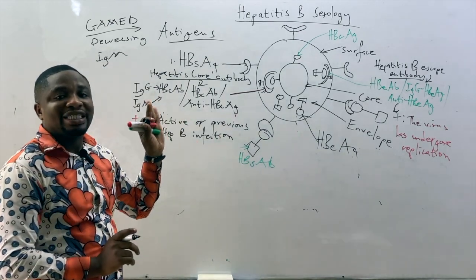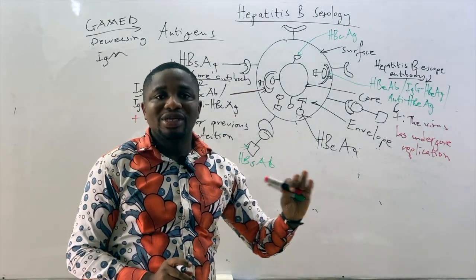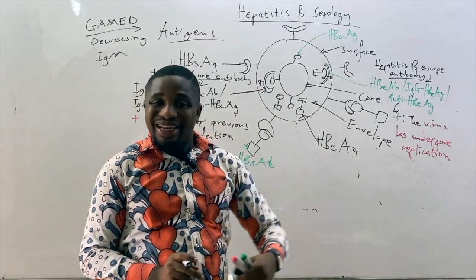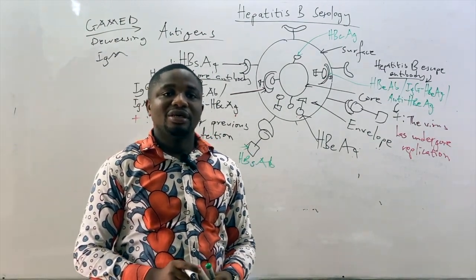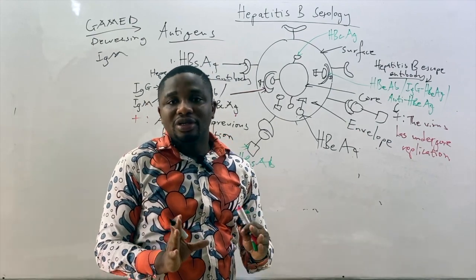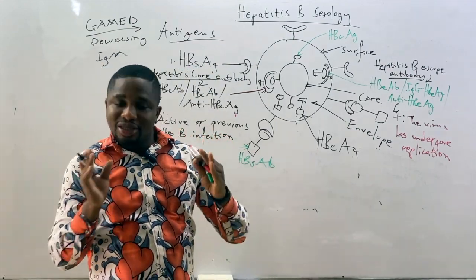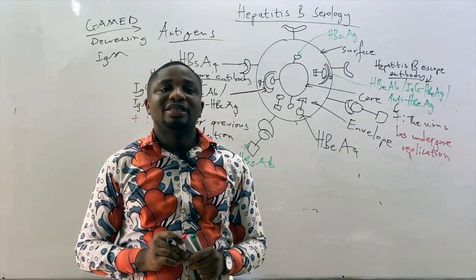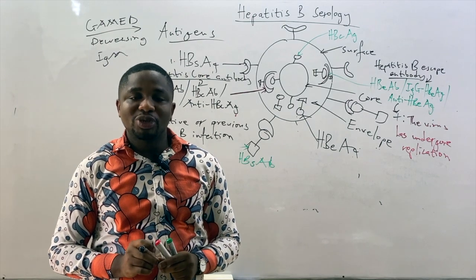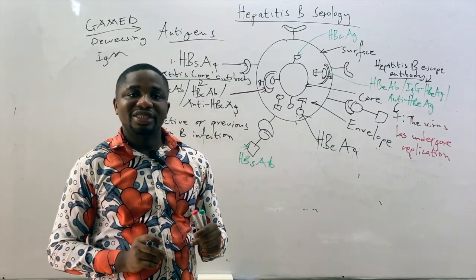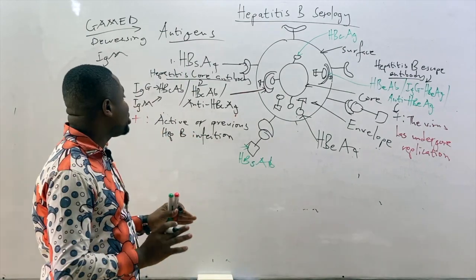So the moment you see hepatitis B core antibody positive, know that that patient has had or is currently having hepatitis B infection, either previously or currently. Whether it has been cured or not, we are not interested. The moment you see it positive, it tells you that that patient has something to do with hepatitis B viral infection. That's what it tells you.